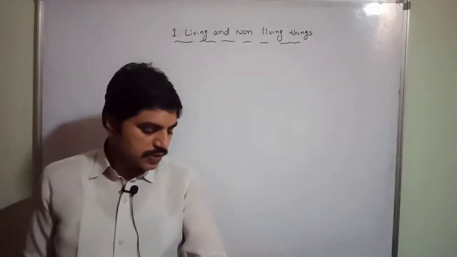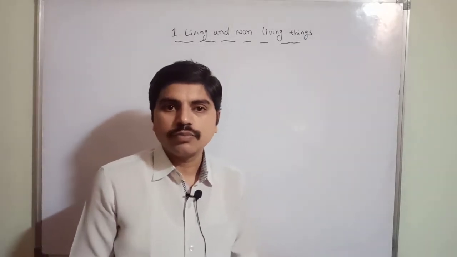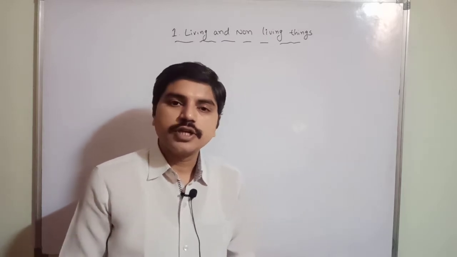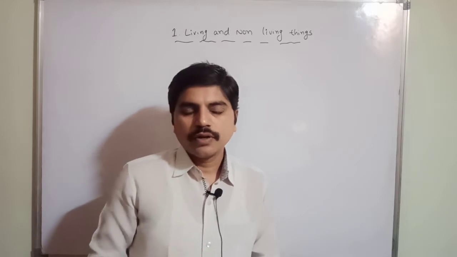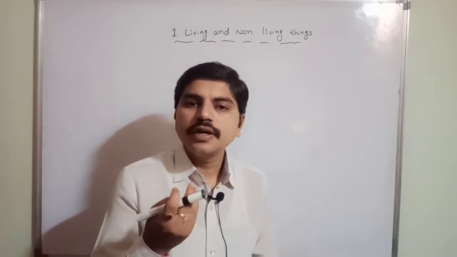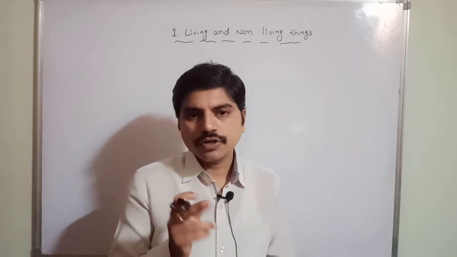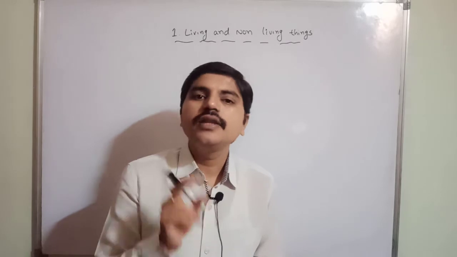And the next one is a rat. See, rats move around in your home. Correct or not? Rats will come and try to eat food grains also. Now tell me, is it living or non-living? It is a living thing only. Correct or not? That's why it is L. You can keep L.